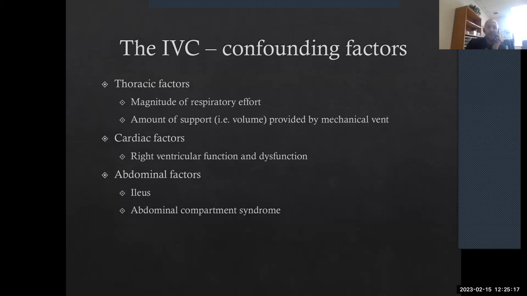Then we talk about cardiac factors, and we talk about the RV function and dysfunction. Is this an RV that has underlying TR or pulmonary hypertension or other changes that would affect our ability to interpret the IVC? And then we go to the abdomen and we talk about things like ileus, where we can almost never see anything, or abdominal compartment syndrome, where everything's being compressed from high pressures in the abdomen.